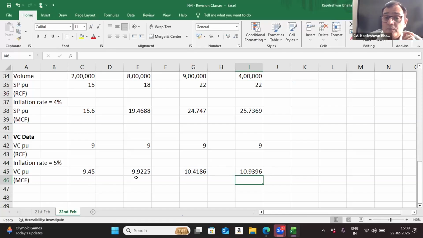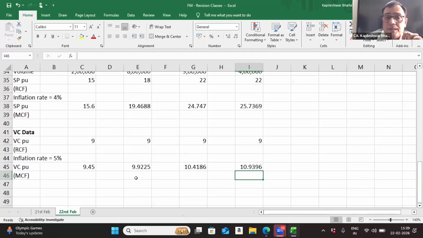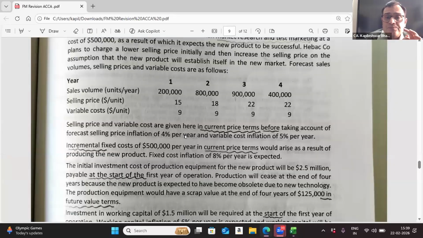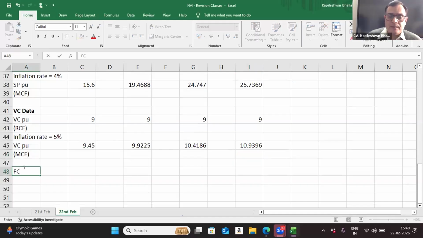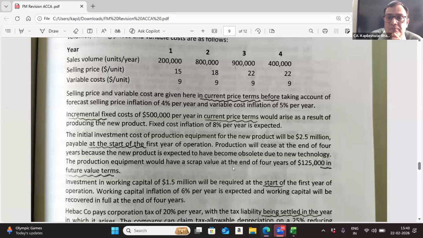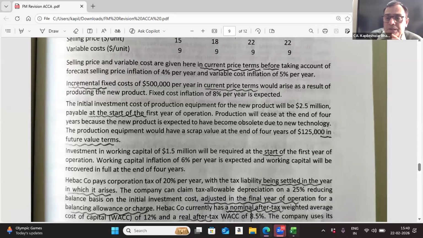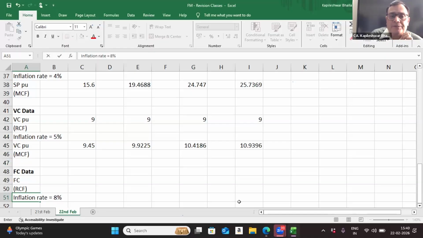Let's see if there is any further data which is to be organized. Sales data organized, variable cost data organized. Anything else? I guess we've got an incremental fixed cost as well. So we need to organize the fixed cost data also. In terms of the fixed cost data, we are given the fixed cost, and that is again in RCF terms. We'll convert this by using the inflation rate. The inflation rate is given to me. It says the inflation rate is 8% for the fixed cost. So this is at the rate of 8%.